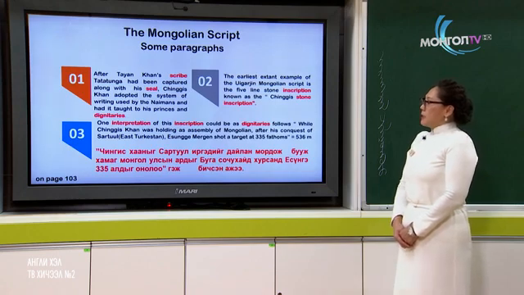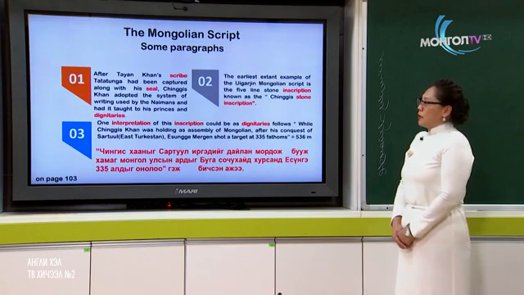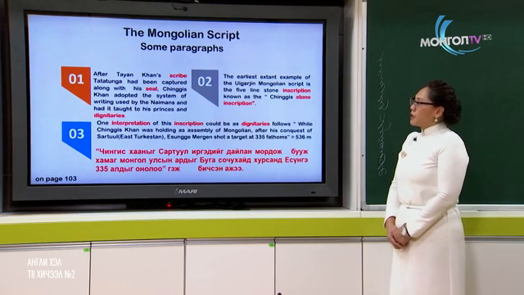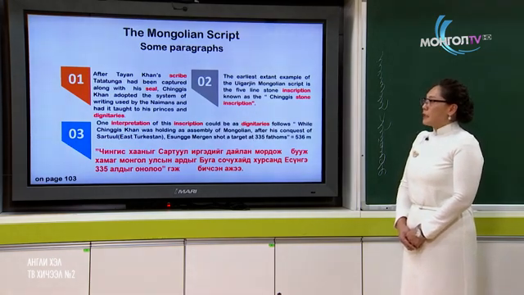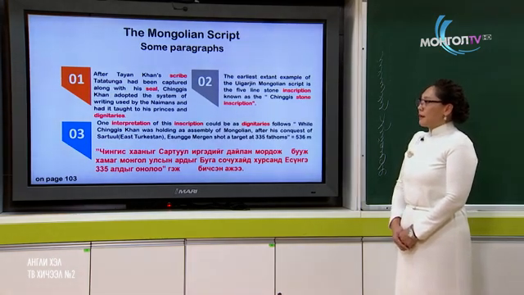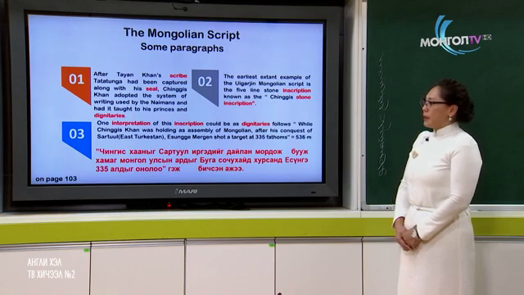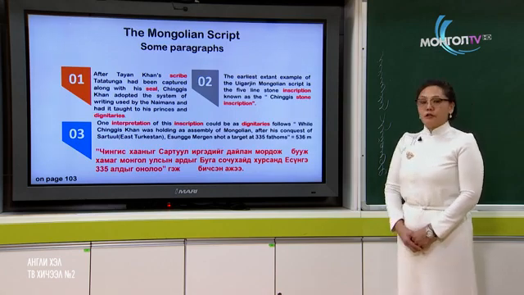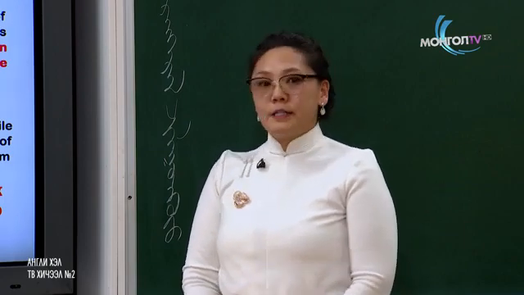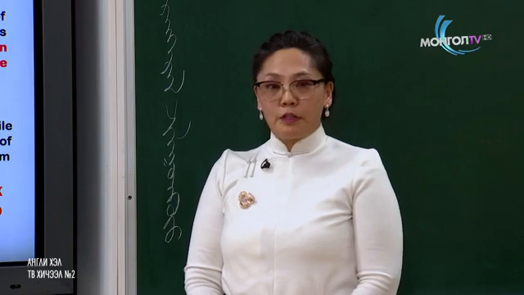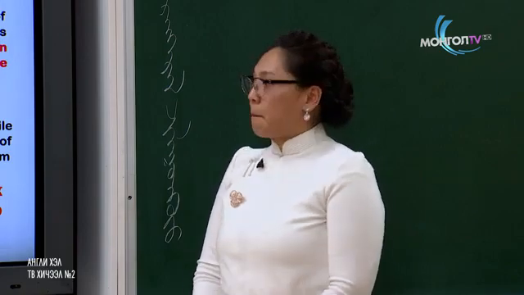So, these texts all use new words, which are in red ones. Number one, after Tayahan's scribe, Tatatonga had been captured along with his seal, Chinggis Khan adapted the system of writing used by the Naimans and had it taught to his princes and dignitaries. Do you remember that word, dignitary? A dignitary is a person who is important in society.